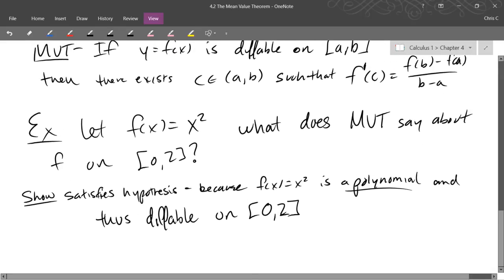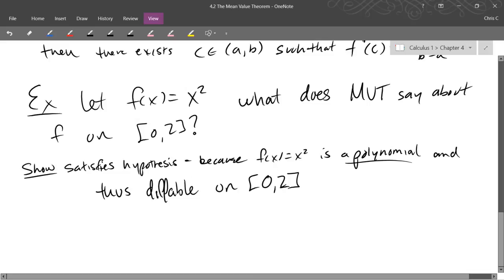All right, so what does the mean value theorem say? We satisfied the hypothesis right there. We just wrote that down. So we're going to apply the mean value theorem.